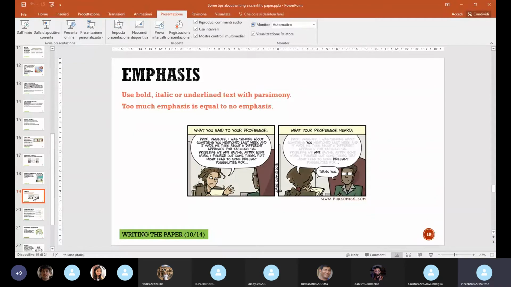And you have to use it functionally in order to convey the right message. In this case, you see that the message is being misunderstood because the reader, actually the person with whom you are speaking with, got the wrong message. So emphasis has to be used by making sure that emphasis conveys the right message, the message you want.